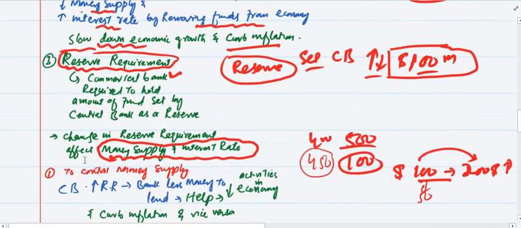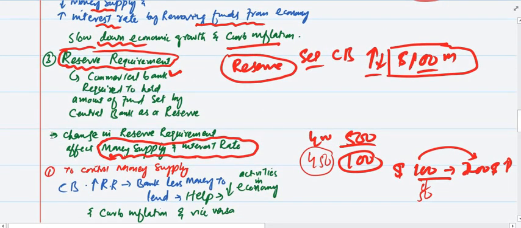Now the third tool which the central bank uses to achieve the monetary policy objective is called reserve requirement. And we know what a reserve is. The central bank can also change the amount of reserve that banks are required to hold, which affects the amount of money banks have available to lend to borrowers.